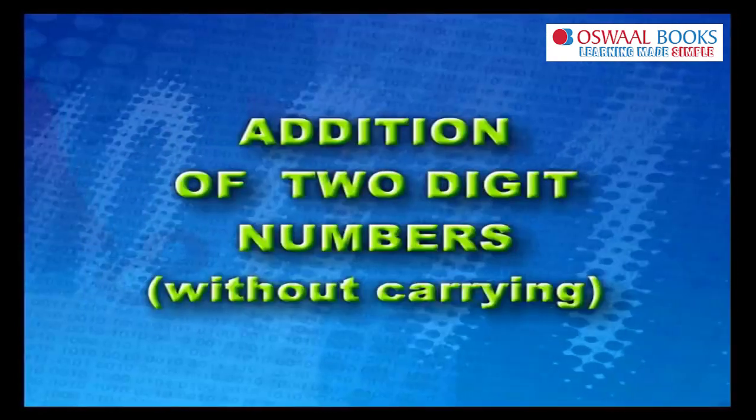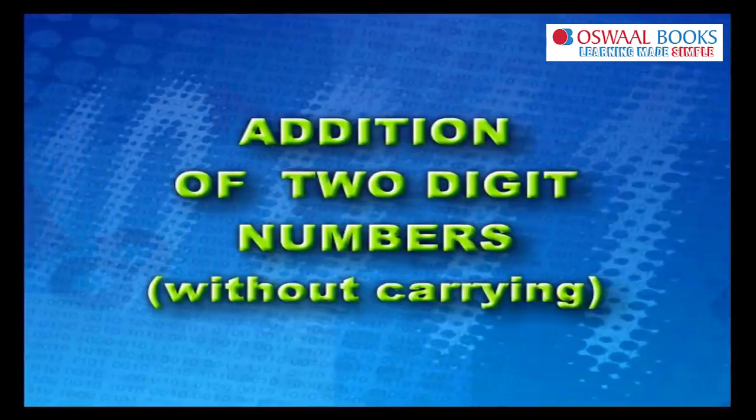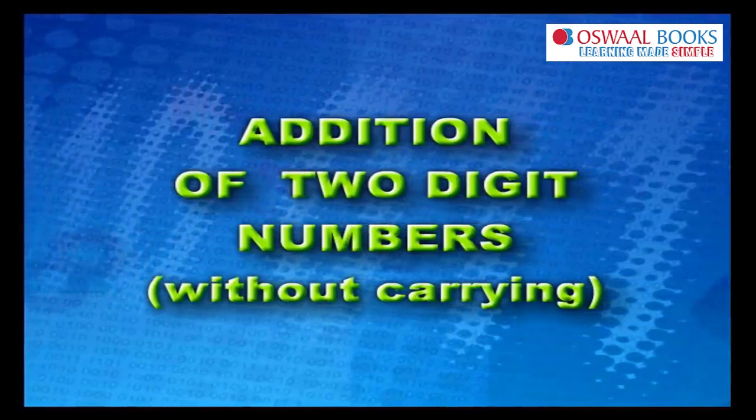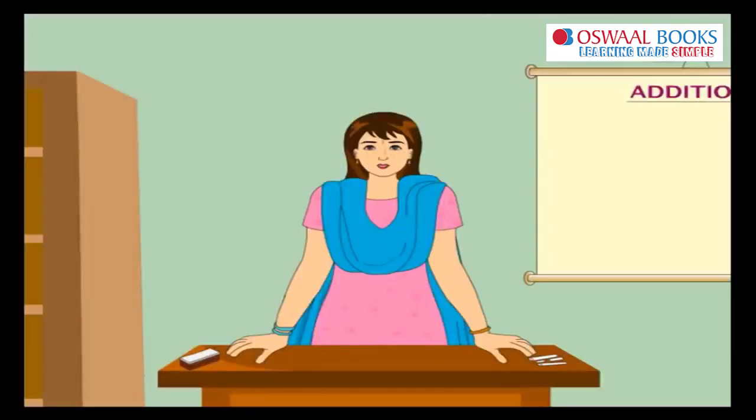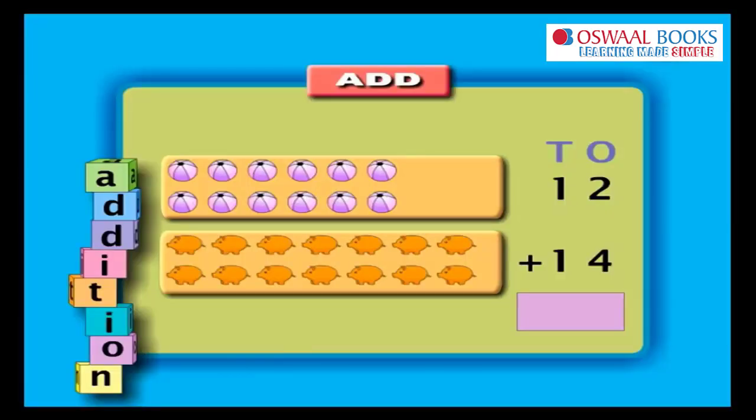Addition. Addition of 2-digit numbers without carrying. Come on children, let us add both these numbers. 12 balls and 14 piggy boxes. Arrange the numbers in column. Add ones first. 4 plus 2 is equal to 6.